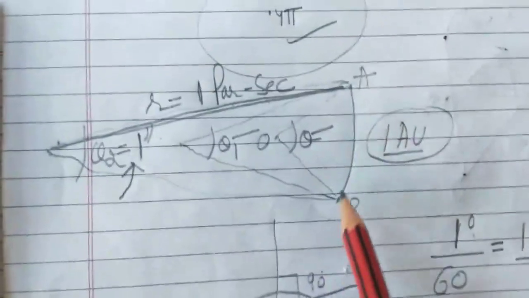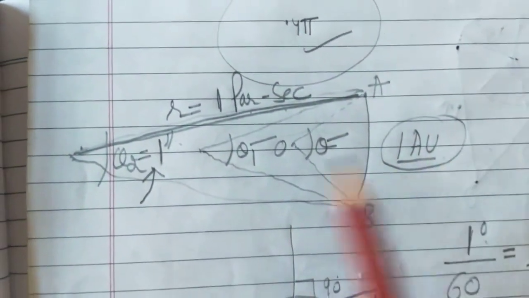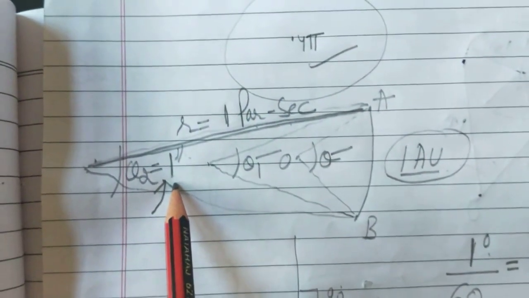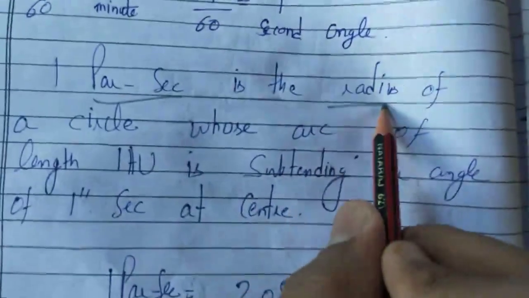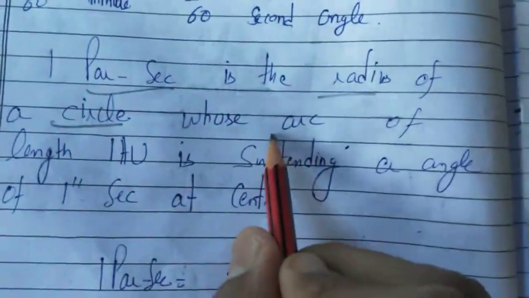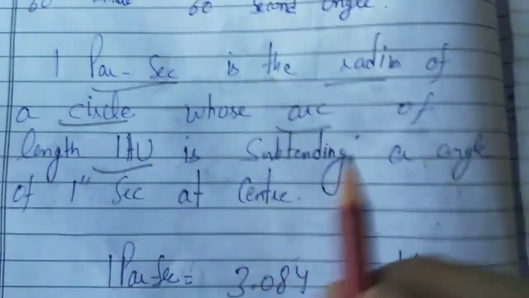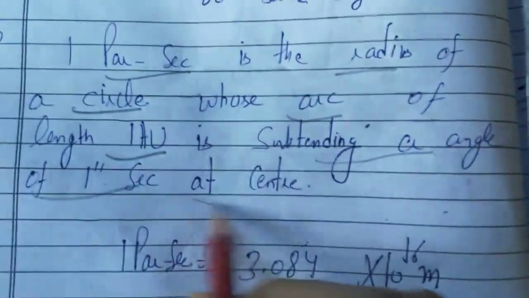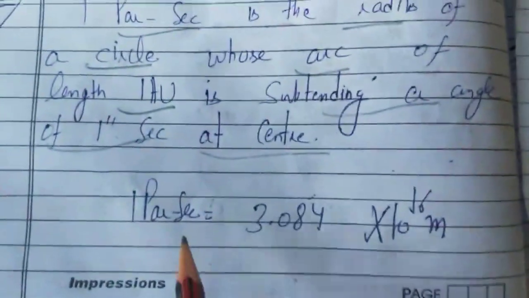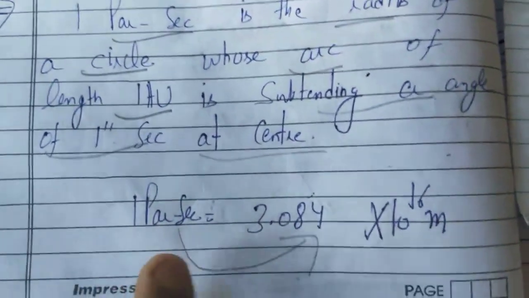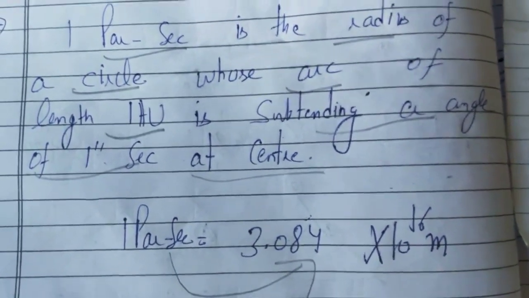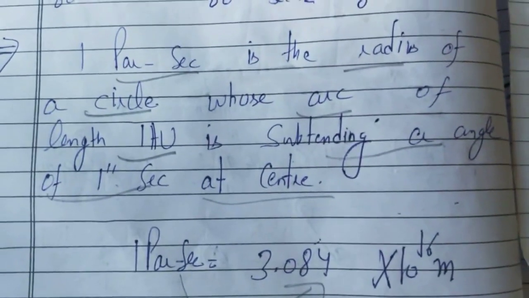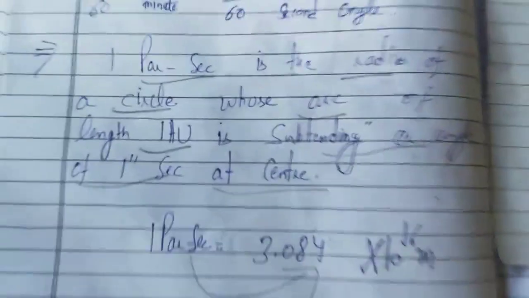So when an arc equal to 1 astronomical unit makes an angle of 1 second at the center of a circle, then the radius of that circle is known as 1 parsec. So what is this 1 parsec? 1 parsec is the radius of a circle whose arc of length 1 astronomical unit makes an angle of 1 second at the center. So how is this parsec related to the SI system? 1 parsec is equal to 3.084 × 10^16 meters. So this is the third practical unit of measurement of length, that is known as 1 parsec.